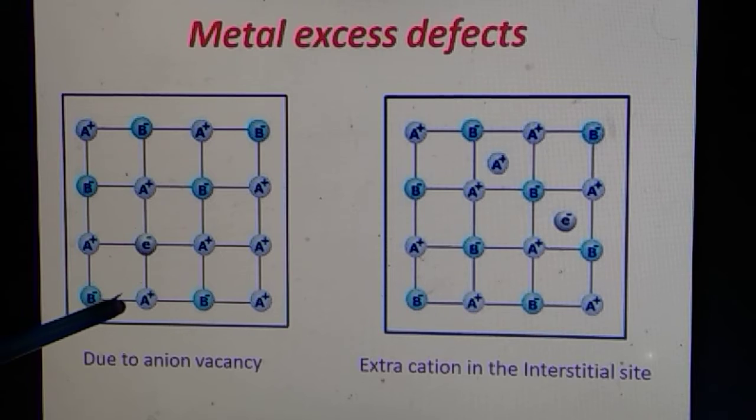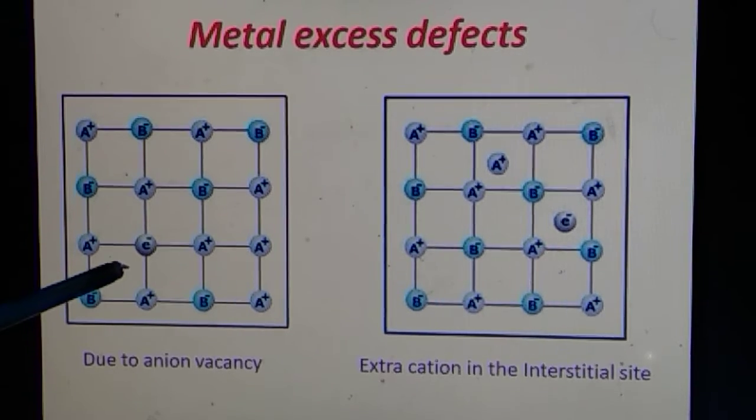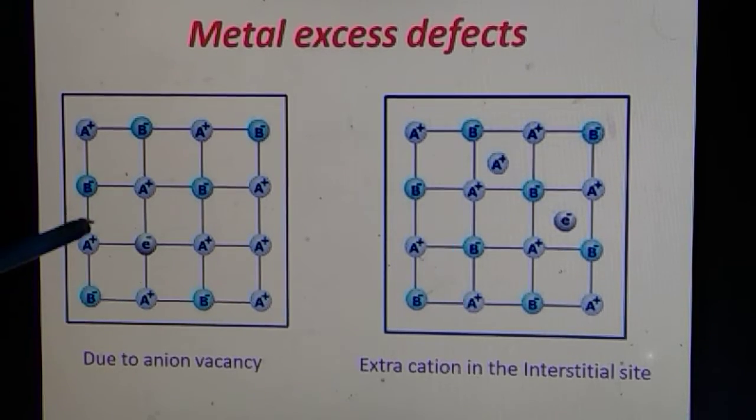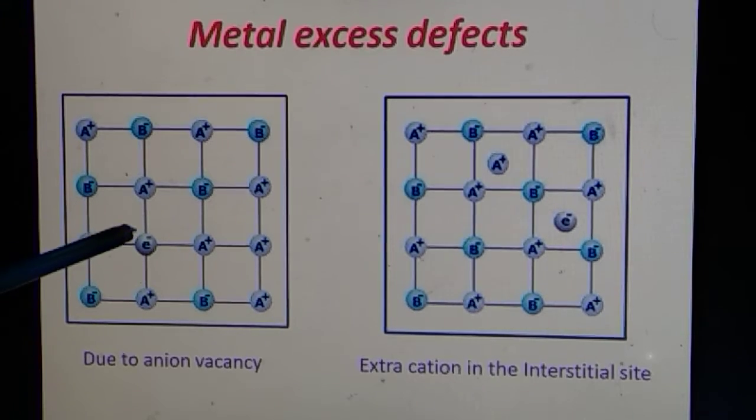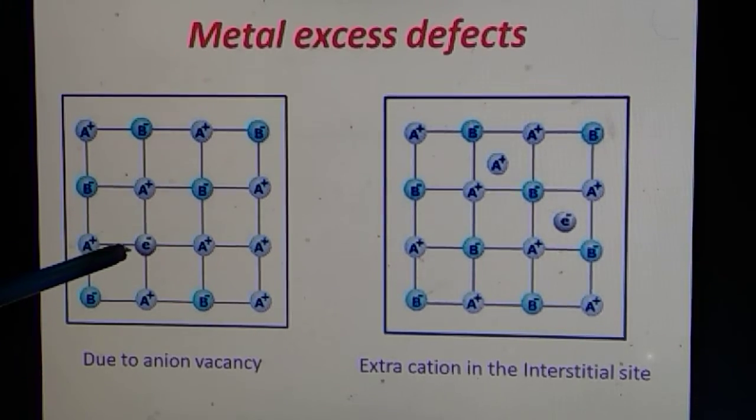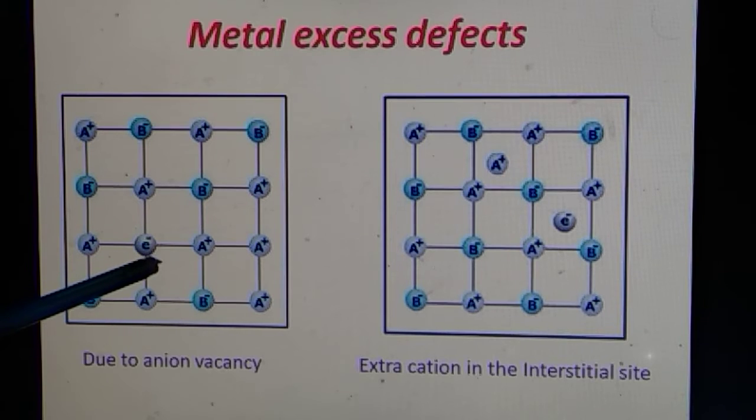Now students, this is metal excess defect. What is the meaning of metal excess defect? In this defect, a negative ion may be missing from its normal site. Thus the metal ion becomes in excess. Which becomes excess? Metal ion, whose charge is positive. Because the anion is missing here, the metal ions will be in excess. The hole caused by the absence of the negative ion is occupied by an electron to maintain electrical neutrality.